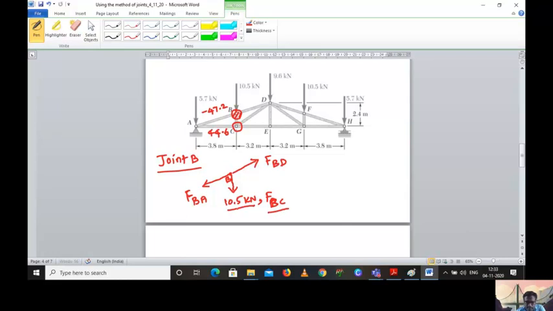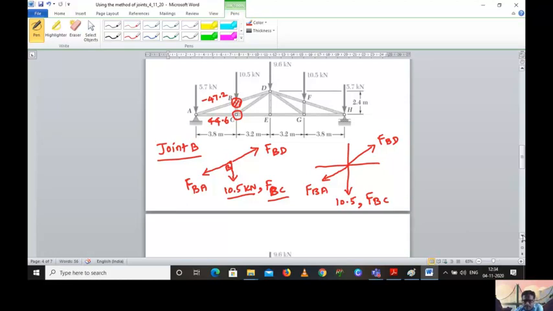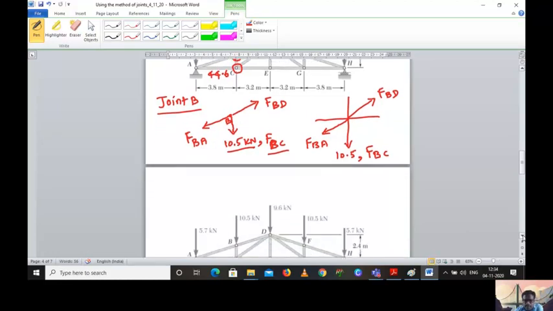10.5 and FBC will act in the same direction. So now, putting it in resolution of forces, this is FBD, and in the same line you will have FBA, and then here you will have 10.5, and then you will have FBC also. Once you have done this, you can go for the solution of forces and calculate the values.